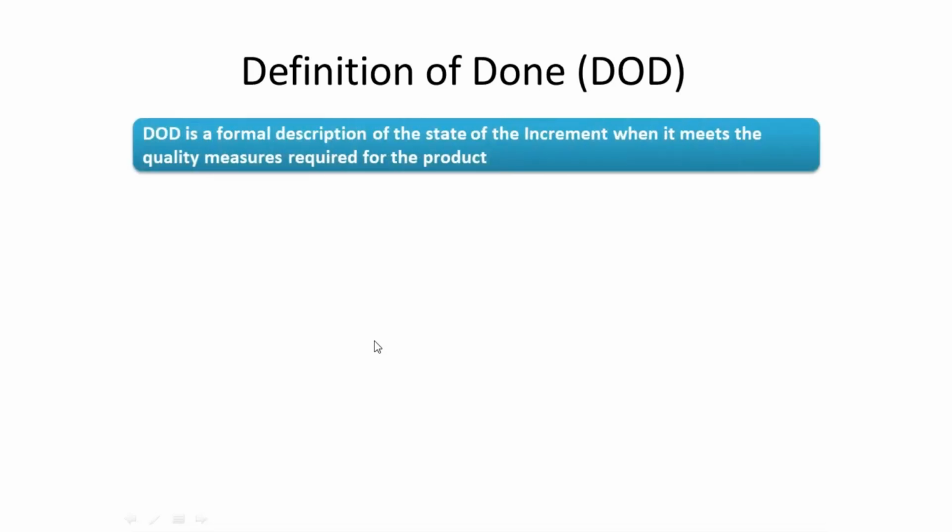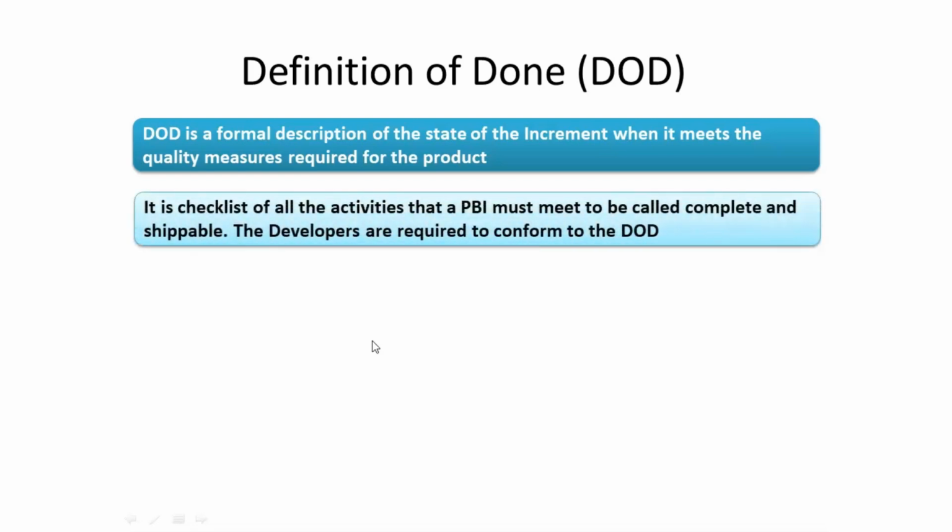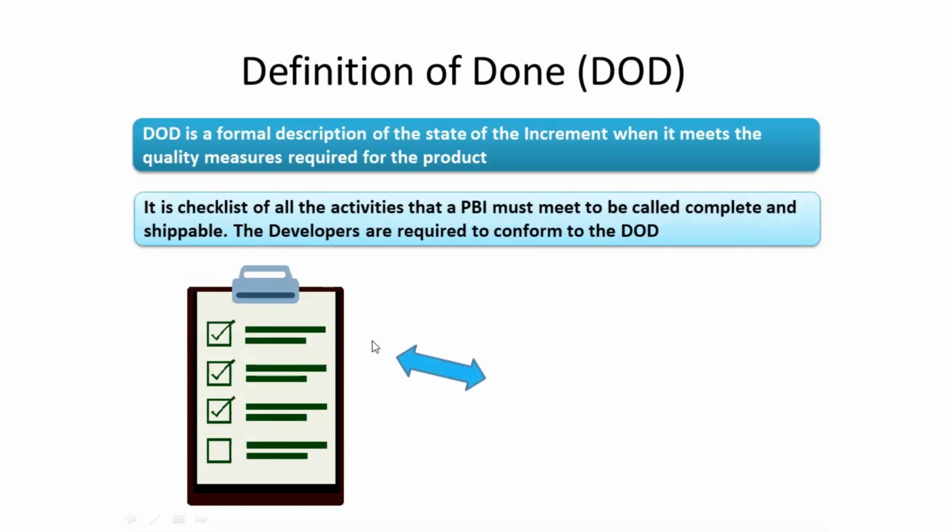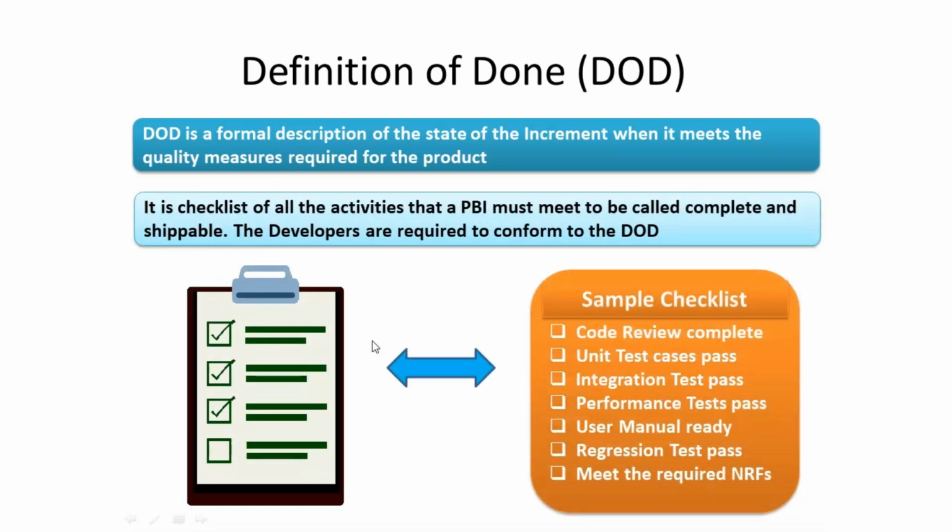DoD is a formal description of the state of the increment when it meets the quality measures required for the product. DoD is a checklist of all the activities that must be completed or fulfilled before marking the product backlog item as done. The checklist can contain code review, unit testing, integration testing, performance testing, etc.